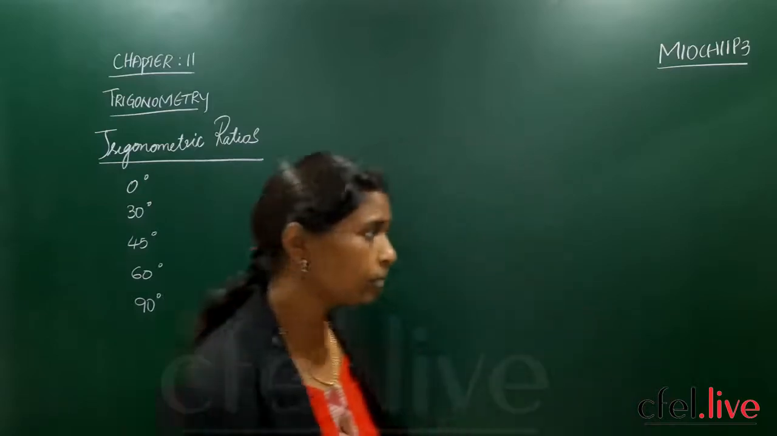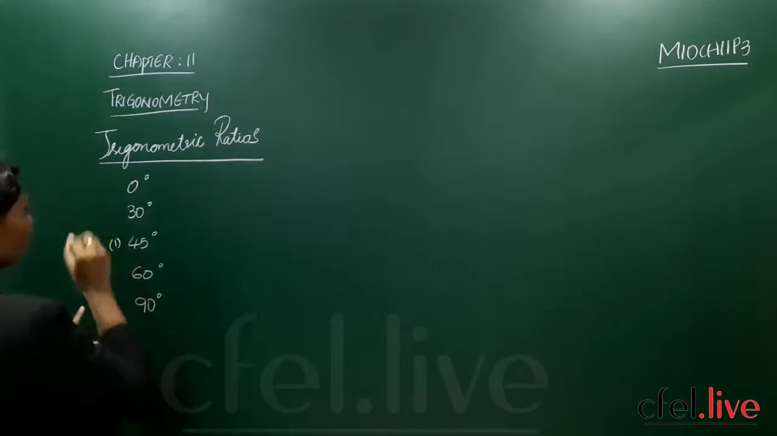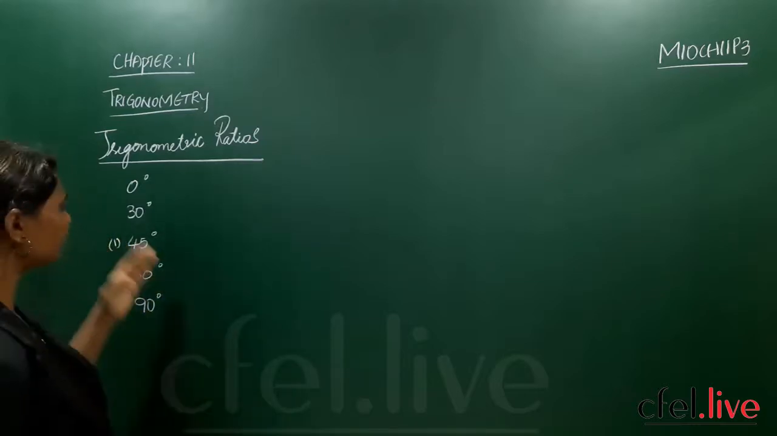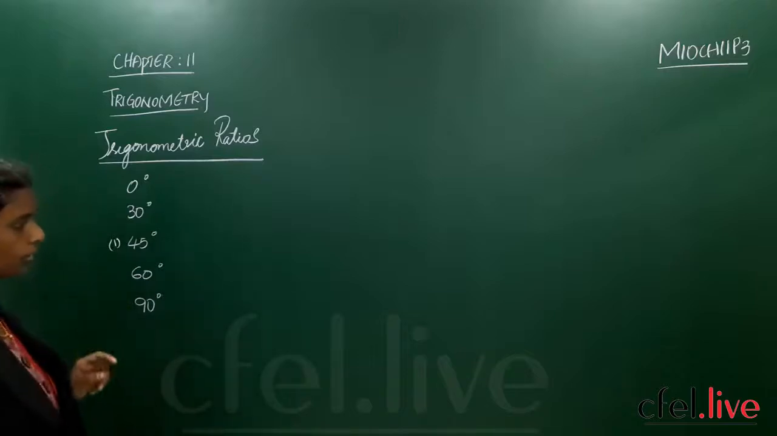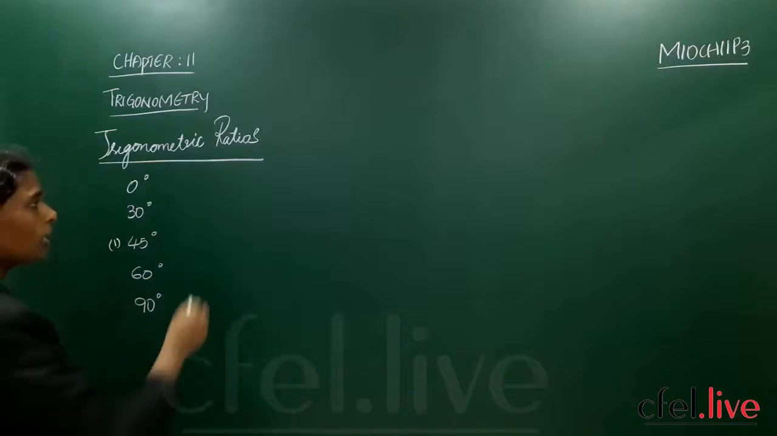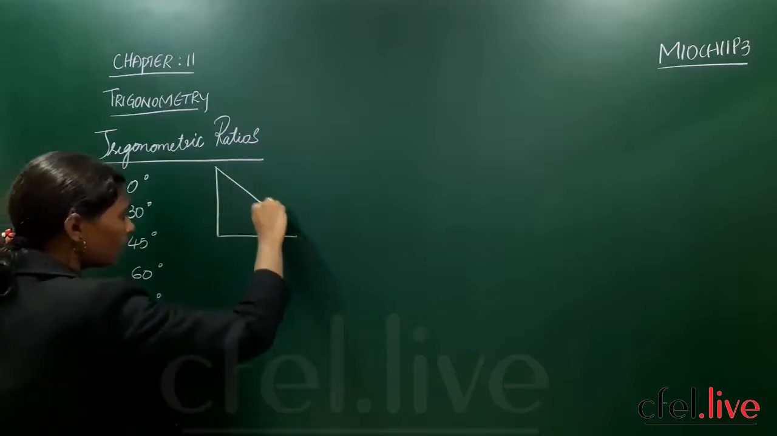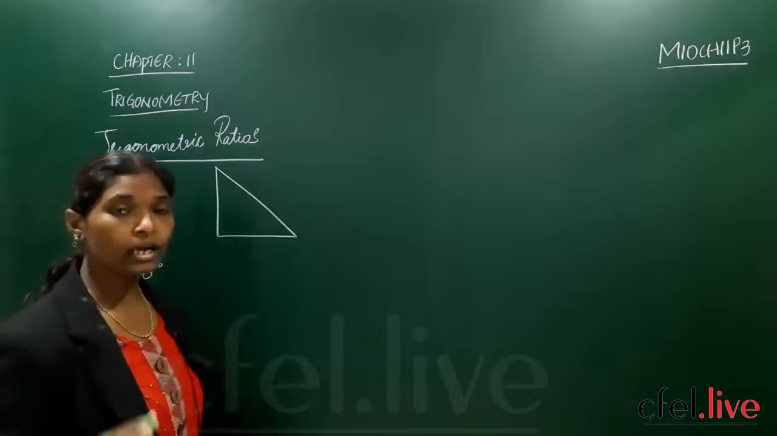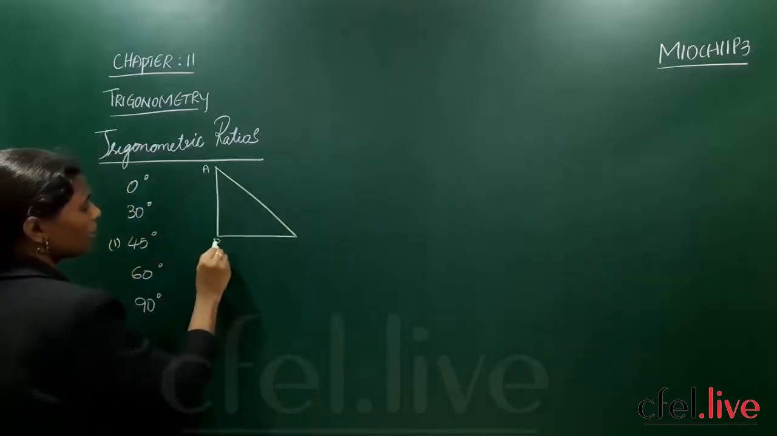So we'll start with 45 degrees first, right? Why? Because it will become easy to remember. So there is a sequence of learning, right? So I am starting with 45 degrees. For 45 degrees, I am taking a right angled isosceles triangle. So what is meant by an isosceles triangle?